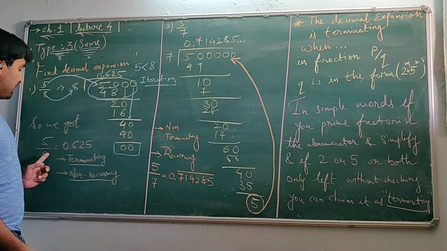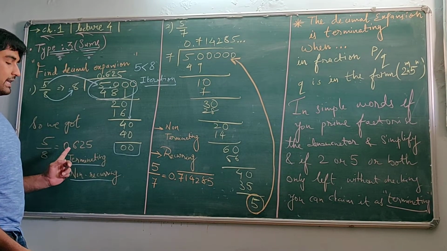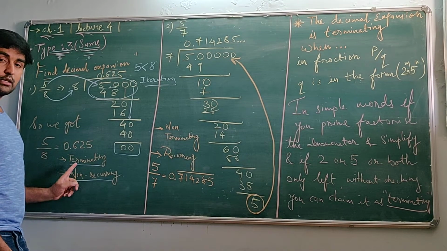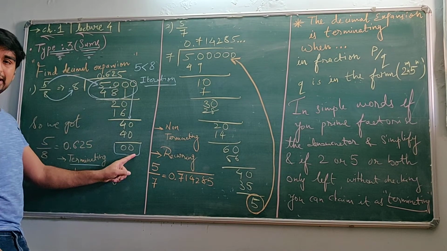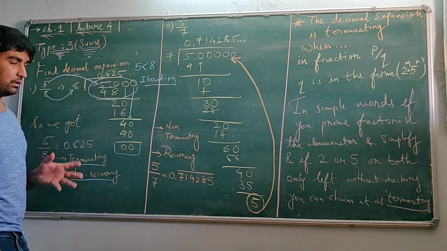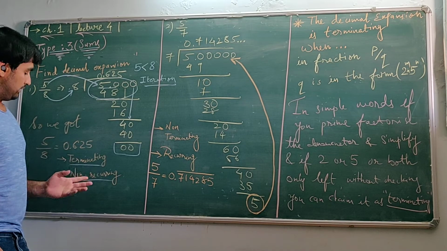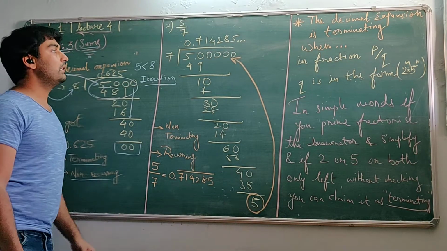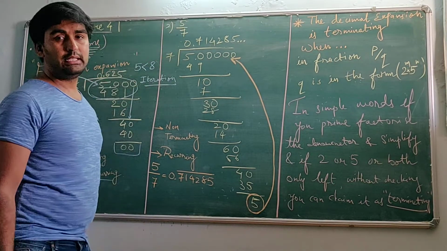So 5 by 8 is written in the form of decimals as 0.625, where it is terminating because we got 0 as the remainder and it's the last digit after the decimal point, and it is non-recurring because it doesn't repeat. Now let us take another example, 5 upon 7.